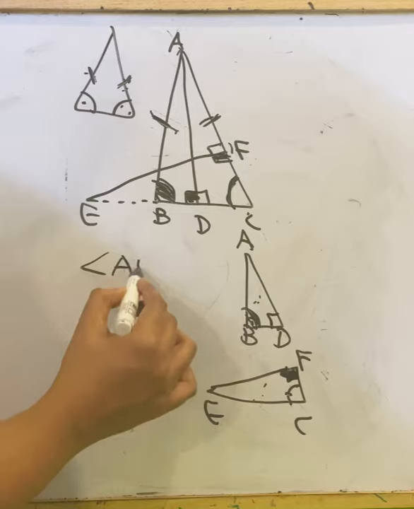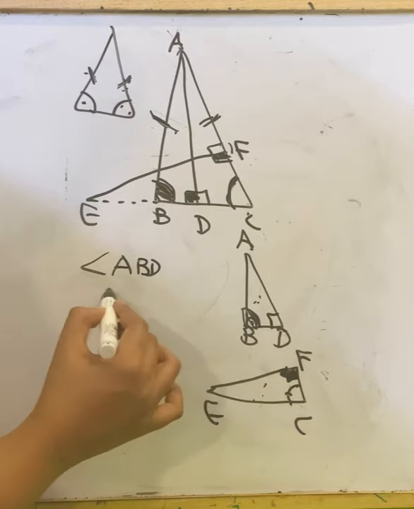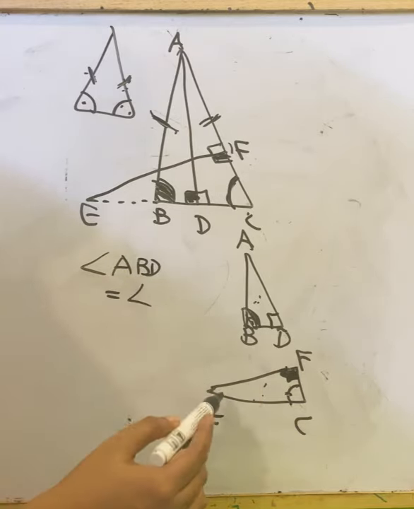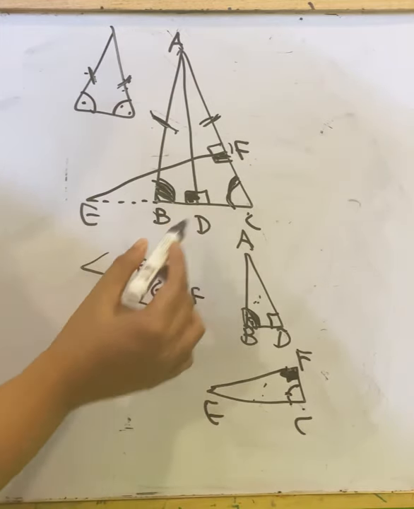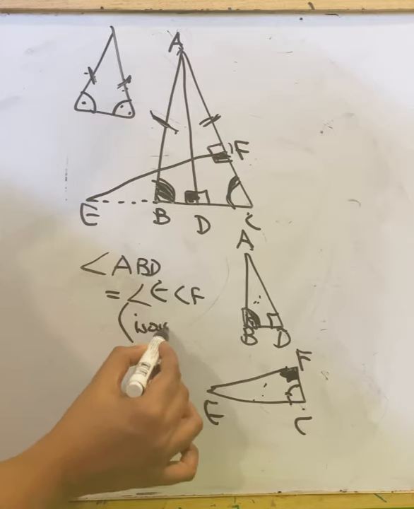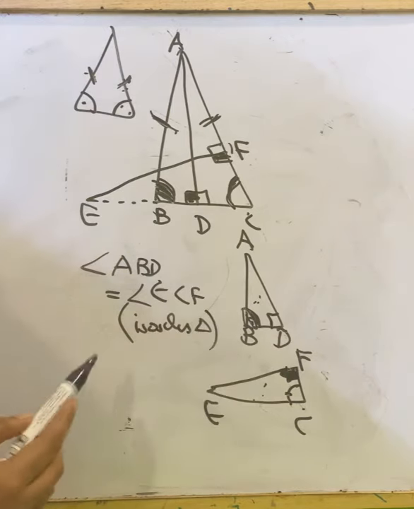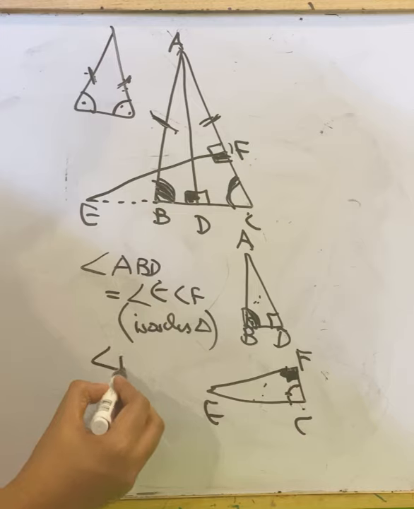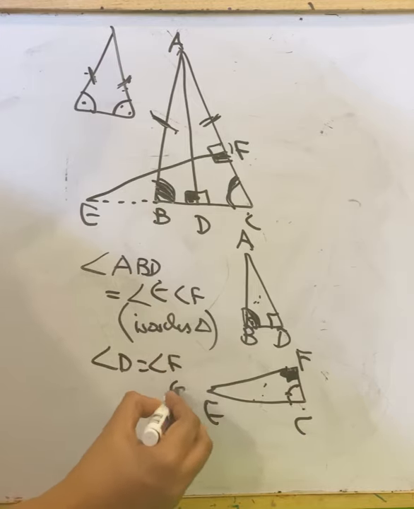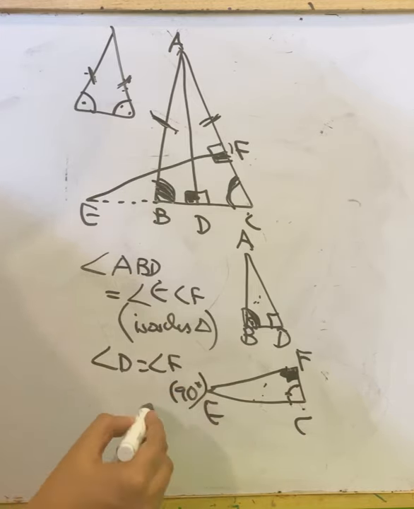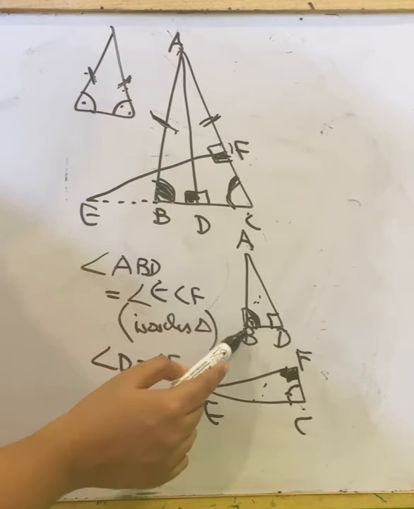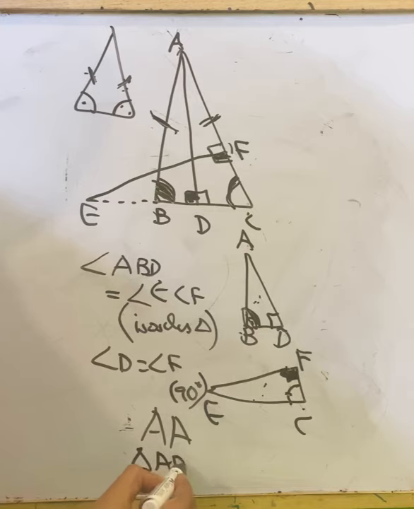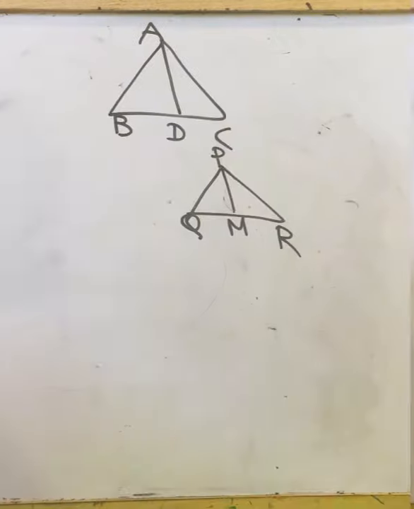Angle ABD, that is this angle, equals angle ECF, that is this angle and this angle. Reason: isosceles triangle property. Next, angle D equals angle F. Reason: 90 degrees, given in the question. So according to AA similarity, triangle ABD is similar to triangle ECF. Next question.